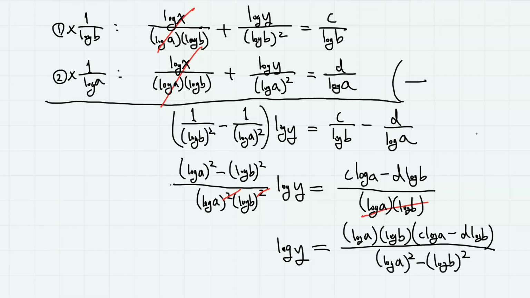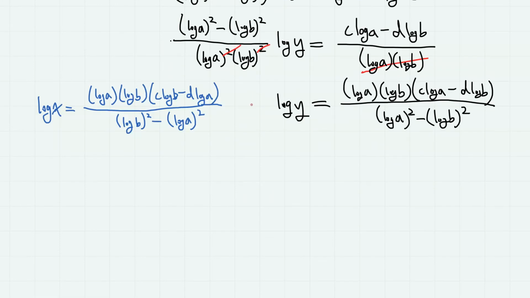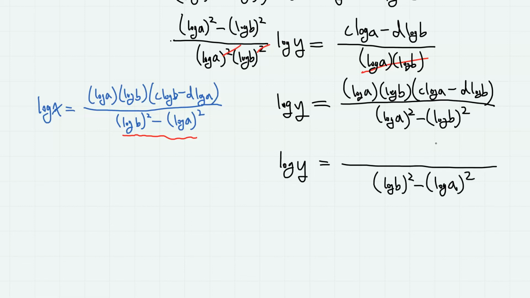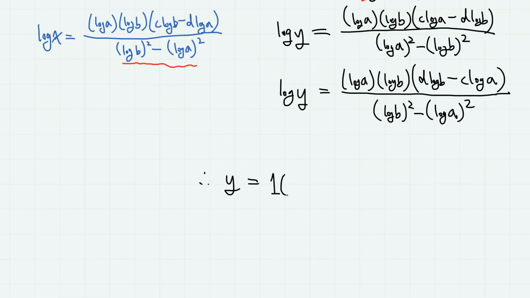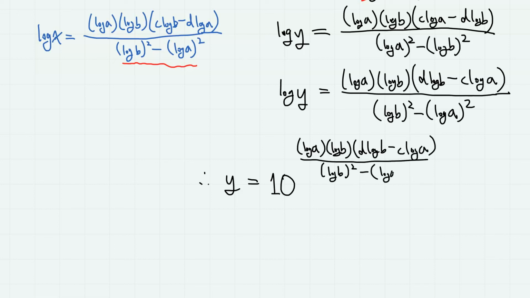However, we obtained this expression for log x, and the denominator was log b squared minus log a squared. So let us use the same denominator as with x. Then we have log y with this denominator, and in the numerator, now this part becomes d log b minus c log a. So for y, we have 10 to the power of log a log b times d log b minus c log a over log b squared minus log a squared. And this is the expression for y.